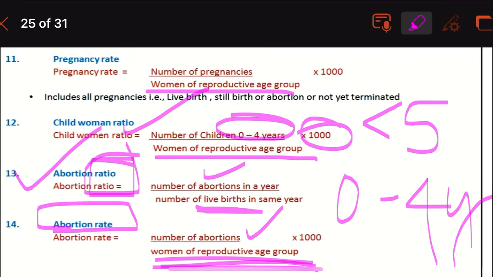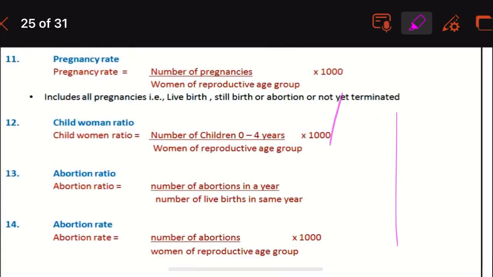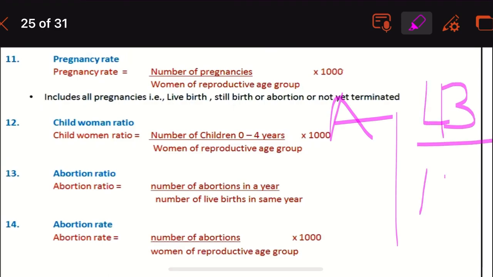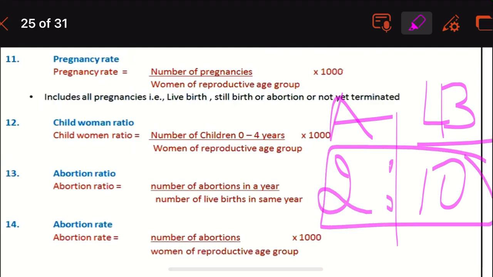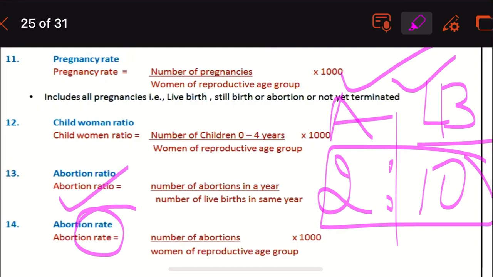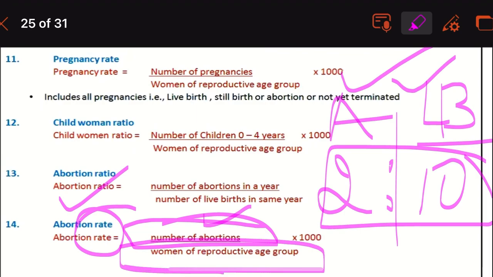Here you are taking the ratio. So ratio we consider, this is the abortions and these are the live births. If live births are 10, the abortions are 2. So we are taking the ratio, comparing it to the live births. Whereas in the rate, we consider only the number of abortions which are taking place by the women of the reproductive age group.